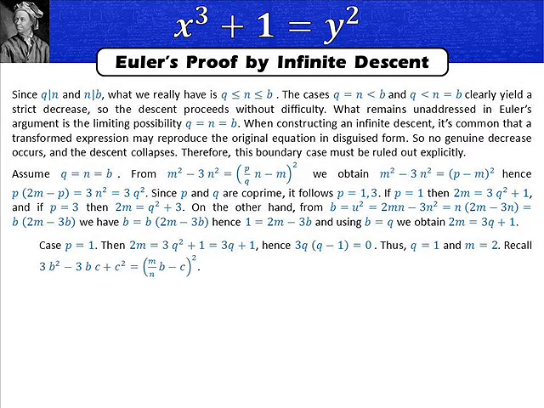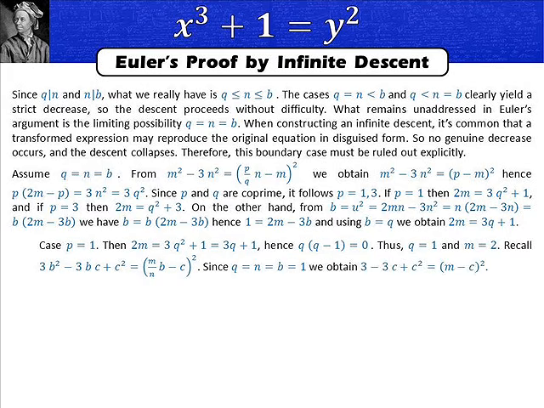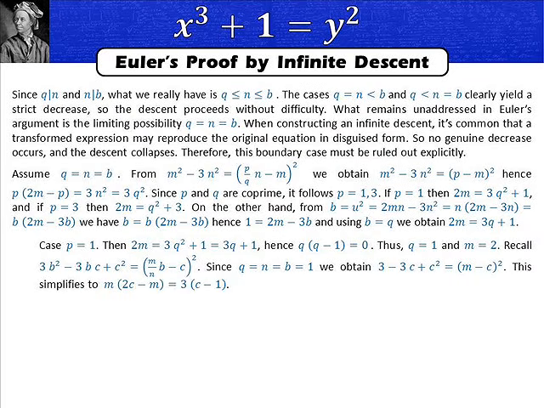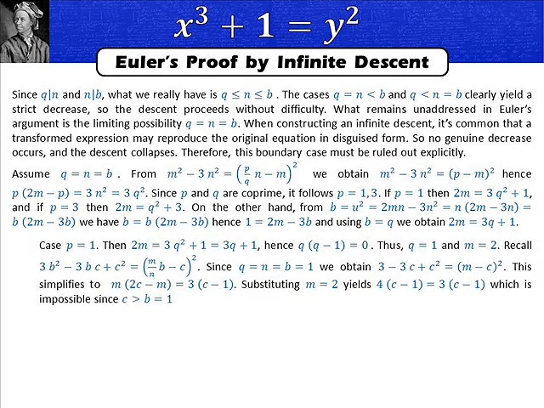Recall that the third factor equals the square of (m over n times b minus c). Since q equals n equals b equals 1, we obtain 3 minus 3c plus c squared equals the square of (m minus c). This simplifies to m times (2c minus m) equals 3 times (c minus 1). Substituting m equals 2 yields 4 times (c minus 1) equals 3 times (c minus 1), which is impossible since c is bigger than b, which equals 1, ruling out the case.